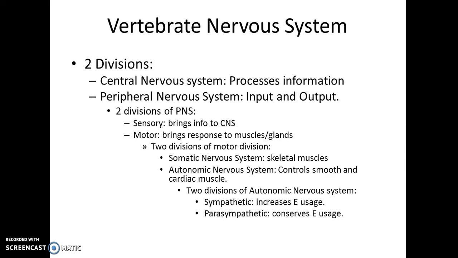Now, believe it or not, there are two divisions of the motor division. We have the somatic nervous system, which are attached to your skeletal muscles or your voluntary muscles. You voluntarily move these muscles. Or the autonomic nervous system, and these are smooth and cardiac muscles. These are the muscles that are involuntary. Believe it or not, there are two divisions of the autonomic nervous system. We have the sympathetic, which increases energy usage, and parasympathetic, which decreases energy usage or conserves energy.